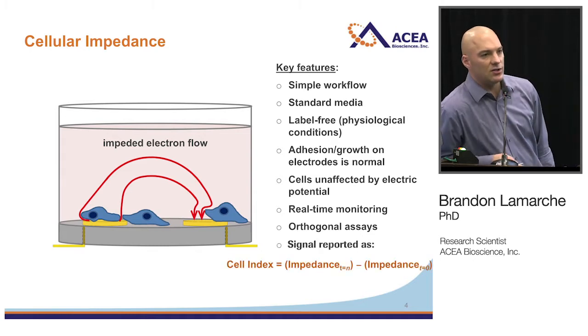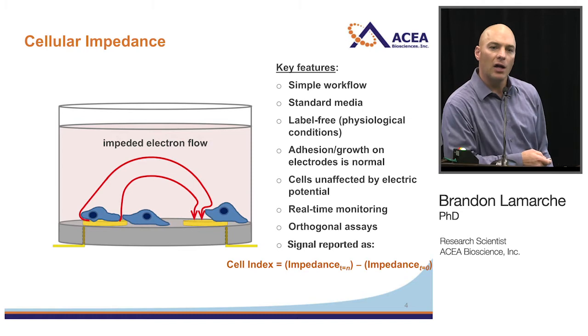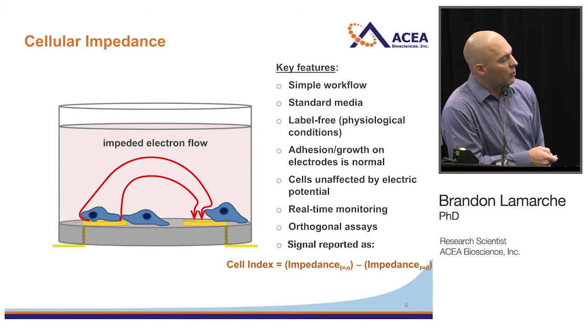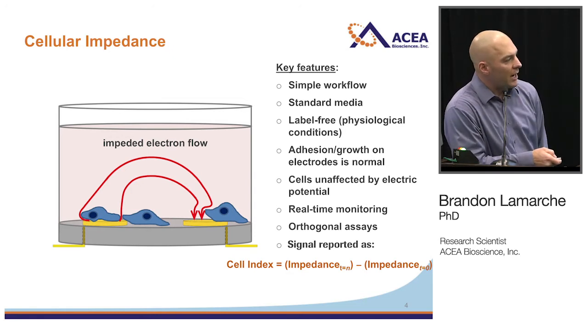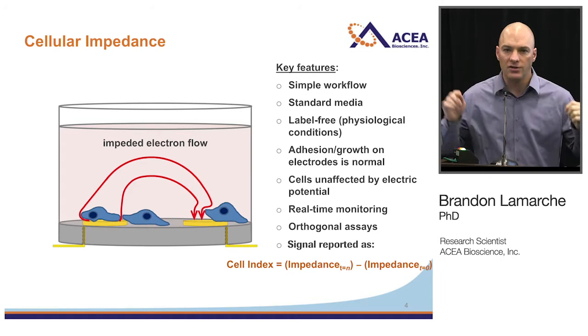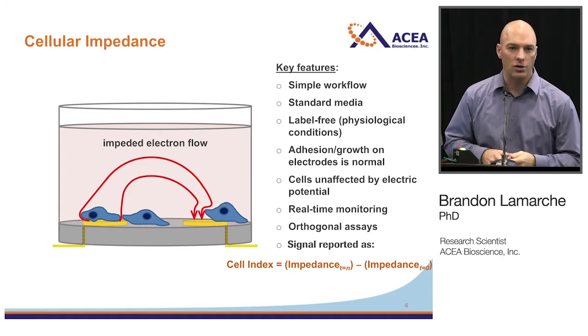Finally, what I want to say is that what the system actually plots at the end of the day is a parameter that we call cell index. And this is the impedance measured at whatever time point you're interested, minus the impedance at t = 0. That is, minus the background impedance prior to adding your cells to the plate.